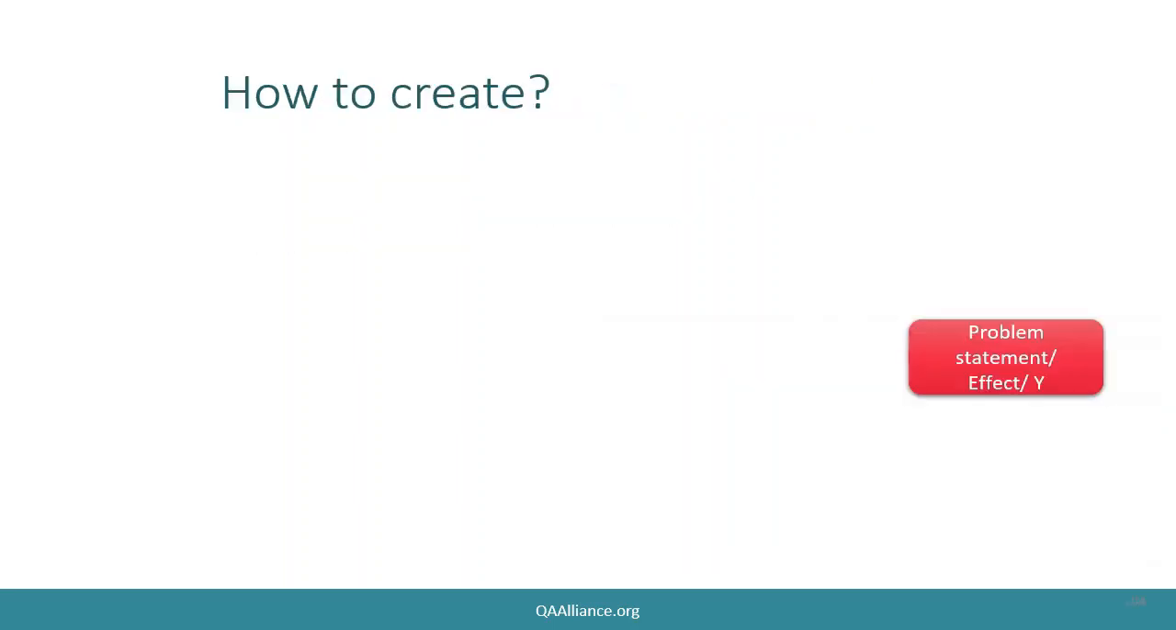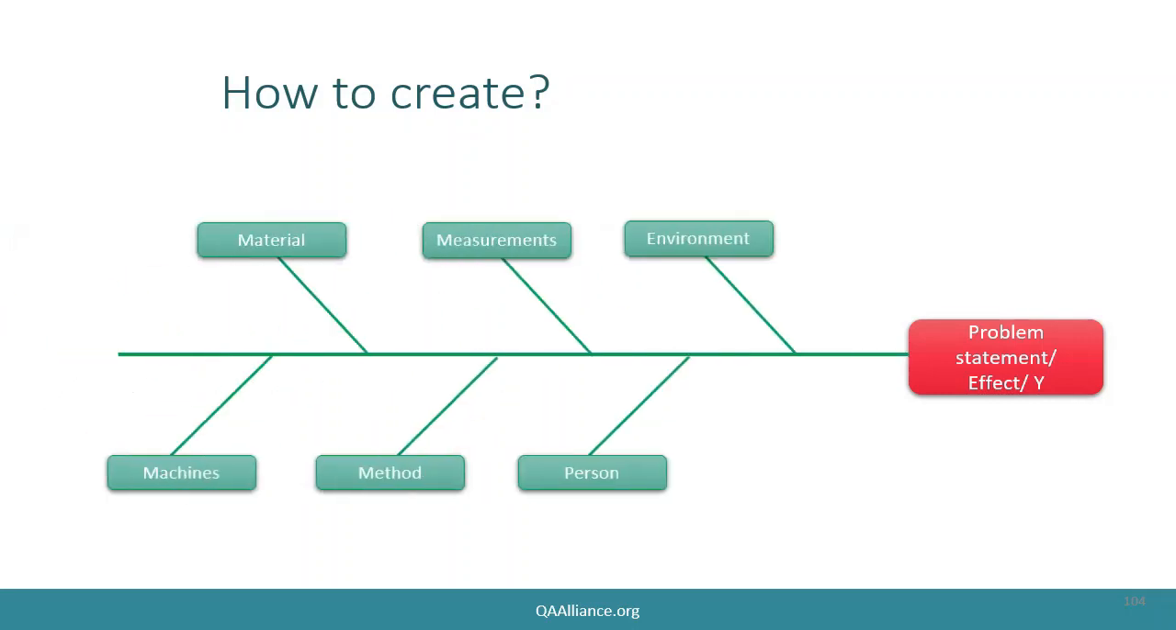First, we need to define clearly the effect for which causes must be identified. We put that effect, or the final outcome, or the Y, at the right hand side. In a group, we brainstorm to identify possible causes, or the X's, the variables. With a central line, major areas of causes are connected, like you can see here, and it looks like a skeleton of a fish. That is why it is called the fishbone diagram.